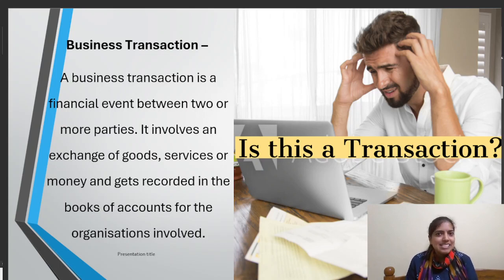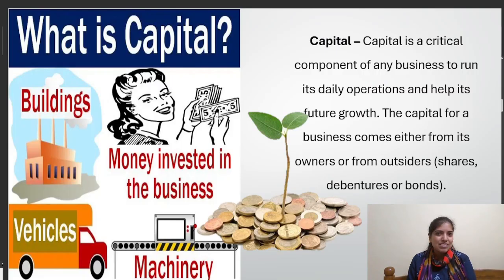Then, in order to establish this business, we also require money. But that money has a separate financial term which is called capital. This capital can be brought in alone by the owner or also by outsiders, that is, the shareholders, debenture holders, or bond holders of the company. This capital is very much required for establishing the company, to run its day to day activities of the business, and also to help the company grow in the near future. This capital also helps the company to acquire a lot of assets like building, vehicles, machinery, and whatnot.